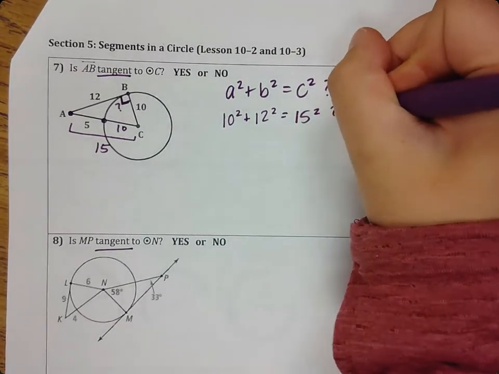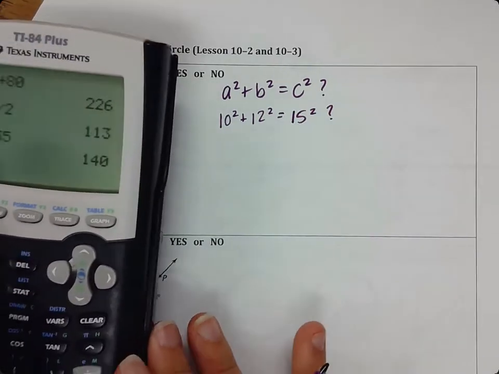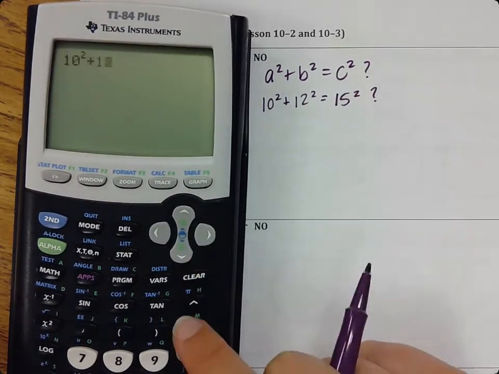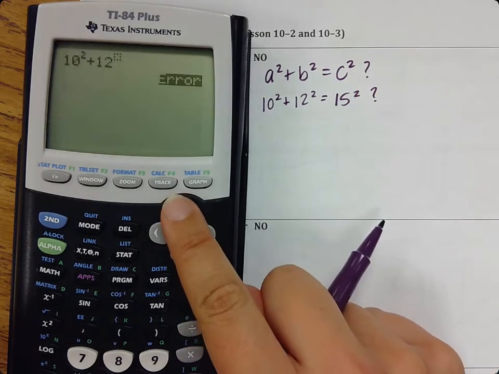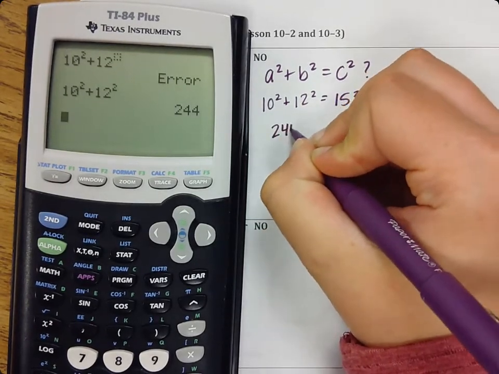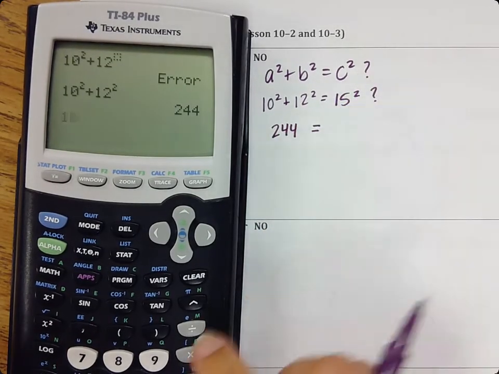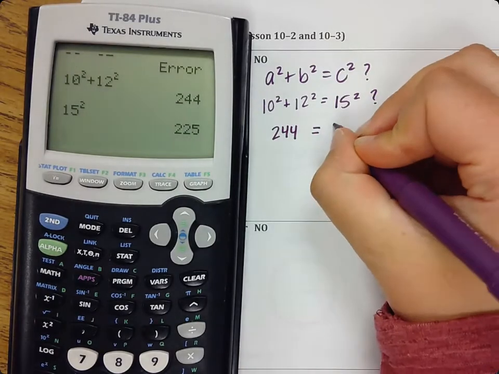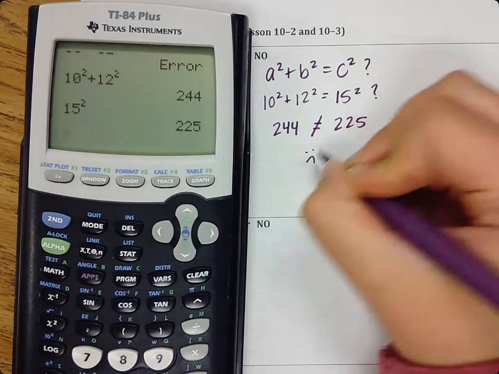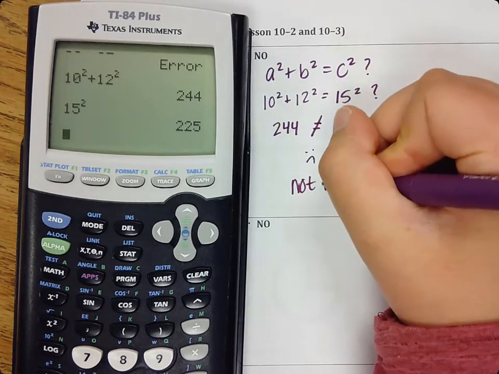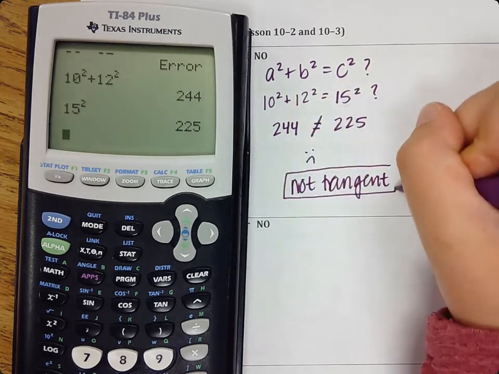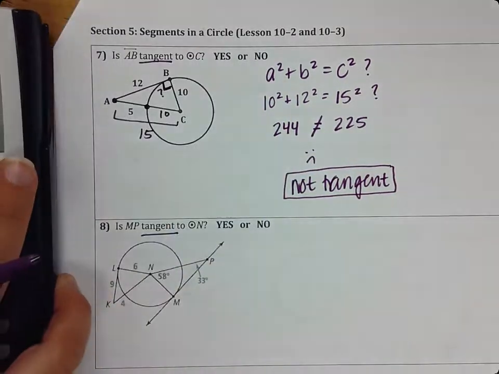So this is what we get to check right here. And I like to put these into my calculator as well. I'm going to do 10 squared plus 12 squared, and I'm going to get 244. And I'm comparing that to 15 squared, which is 225. This statement is not true, so it's not tangent. Not tangent. We could circle no.